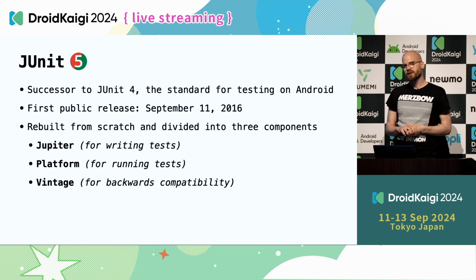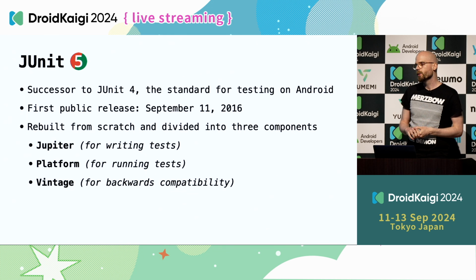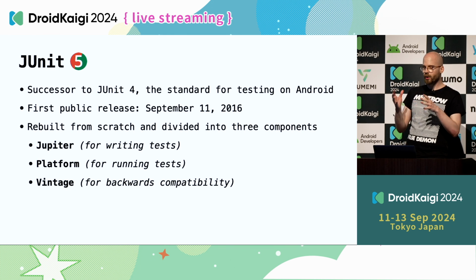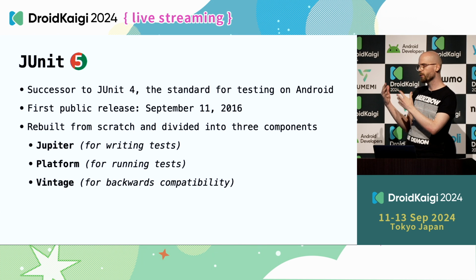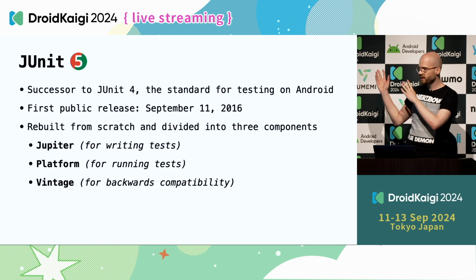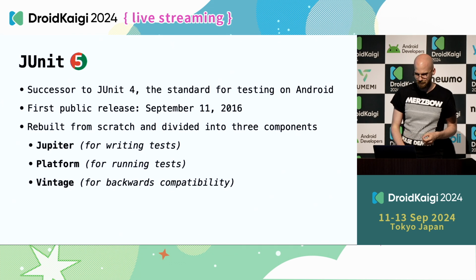The third piece is called Vintage. This is the backwards compatibility layer. With JUnit 5, you can also have old tests, JUnit 3 tests, JUnit 4 tests, and run them together with your new ones through the platform. And Vintage is the thing that makes that happen.